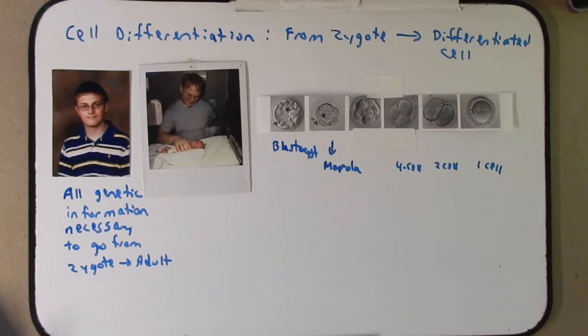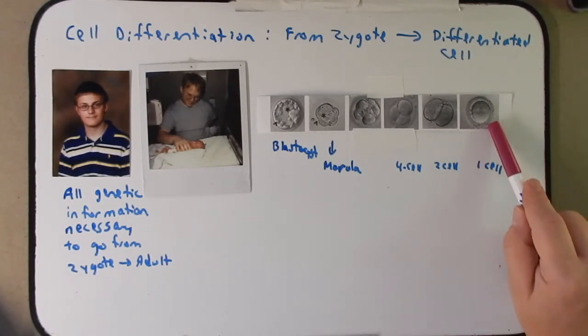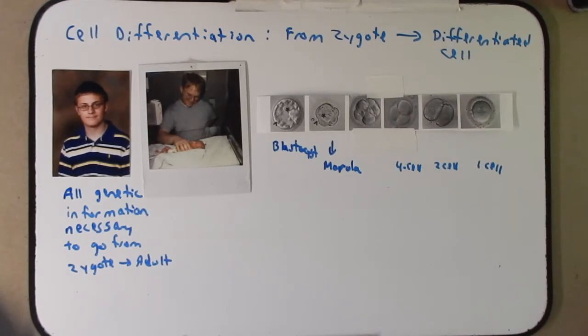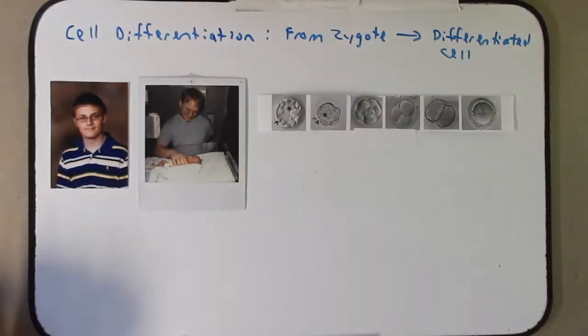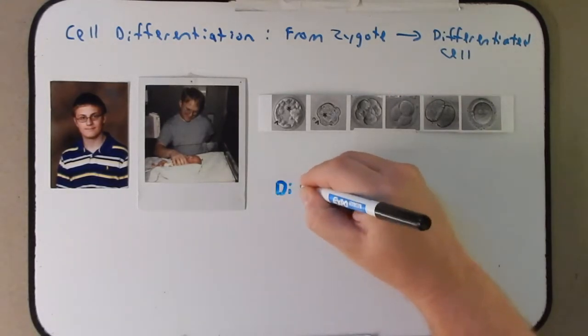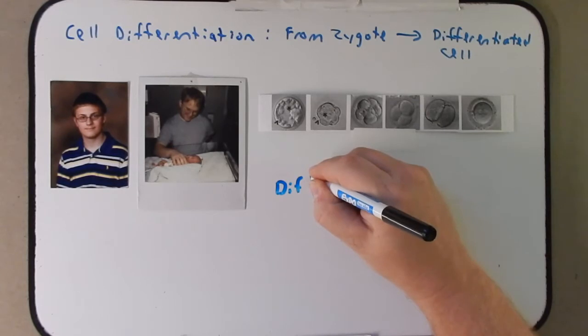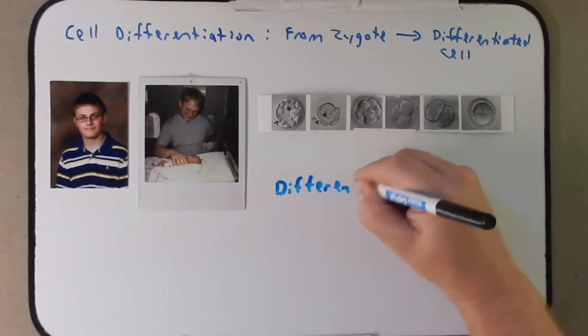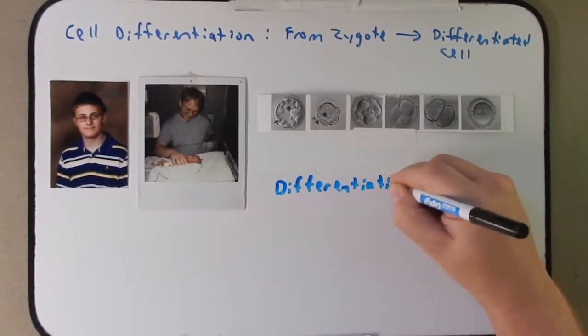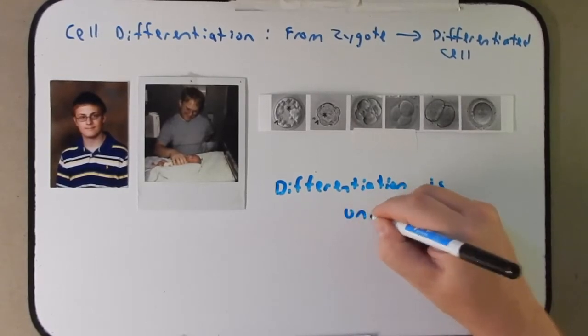So what we're going to do now is reverse this, and I'm going to start off by talking about this 1-cell embryo. But before I remove all the pictures, I want to make one quick point here. As we think about differentiation, moving in this direction, I want to write down here a mantra that we should remember. Differentiation is unidirectional.